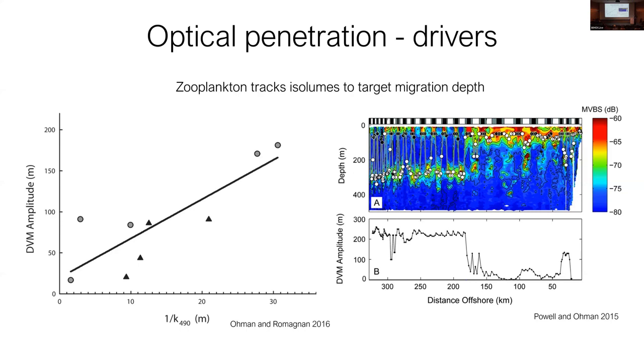And similarly, in this series, a compilation of cross-frontal studies from the California Current LTER, Powell and Ohman show that in this example, they're crossing a front, and there is much more chlorophyll productivity on this side of the front than the other side. So on the side with greater productivity, greater chlorophyll, and shallower light penetration, the zooplankton are migrating about 100 to 200 meters less in their amplitude. So this is a very strong effect.